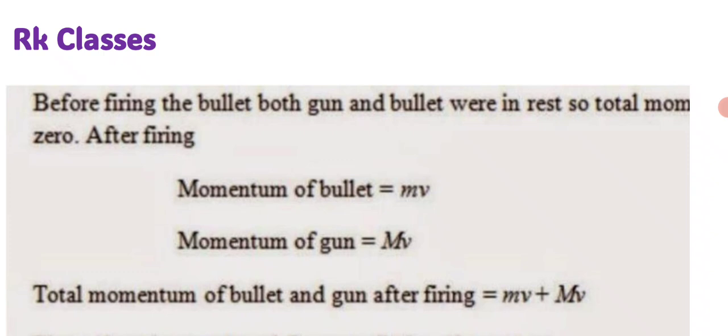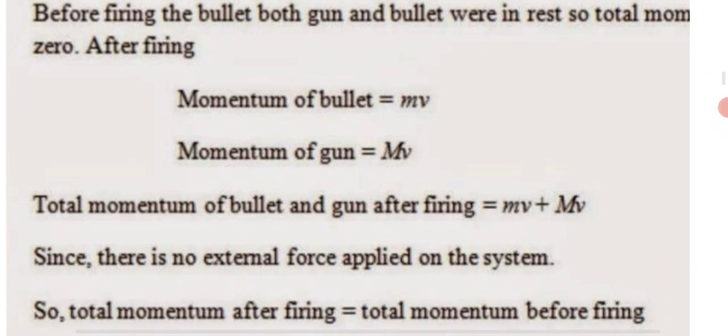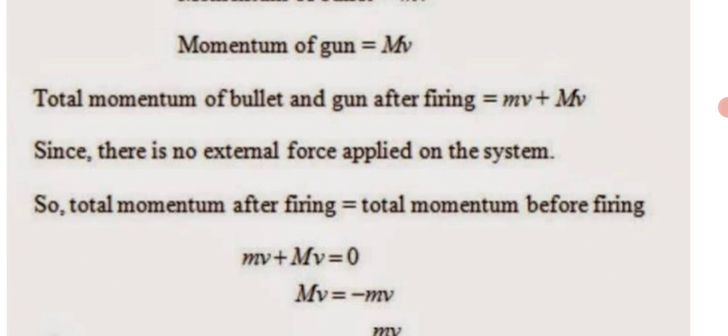Before firing the bullet, both gun and bullet were at rest, so total momentum is 0. After firing, momentum of bullet is equal to small m into small v. Momentum of gun is equal to capital M into capital V. Total momentum of bullet and gun after firing is equal to small m v plus capital M V. Since there is no external force applied on the system, total momentum after firing is equal to total momentum before firing.